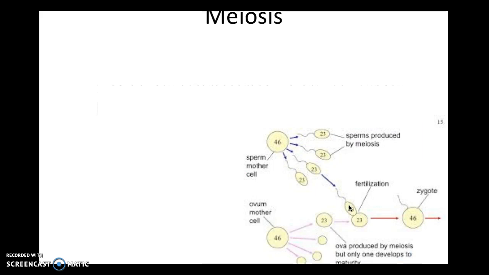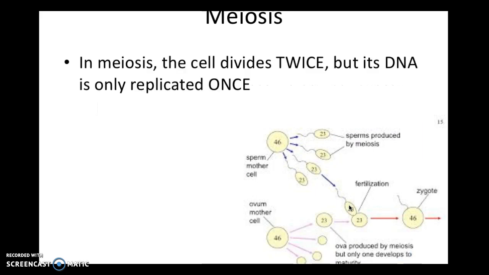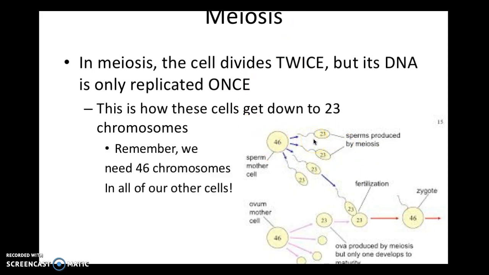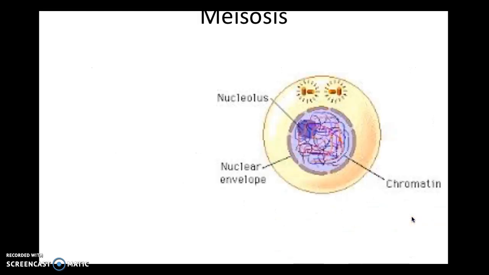It's fine. So meiosis. The cell is going to divide twice, but its DNA is only going to replicate once. That's key because I'm going to go from 46 chromosomes down to 23. Okay, it's called a reduction division. So remember, you're going to need 46 chromosomes in all our cells. So as a result of fertilization, you need 46.